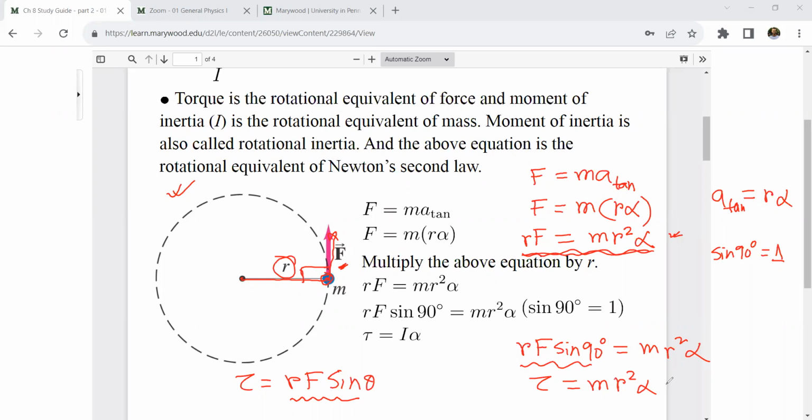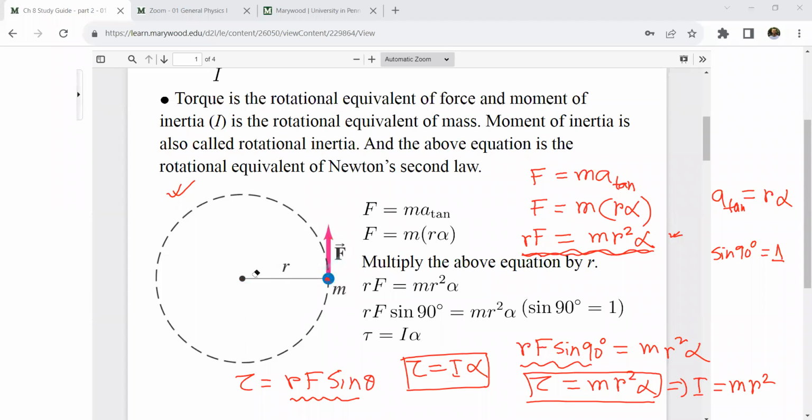right? And then we already know that tau equals I alpha. So we have tau equals I alpha, and we have tau equals M R square alpha. If you compare these two equations, you see that I can be written as M R square. So the moment of inertia of a single particle is mass times radius square. Okay. So similar to the mass, it's a scalar quantity. The moment of inertia is a scalar quantity.